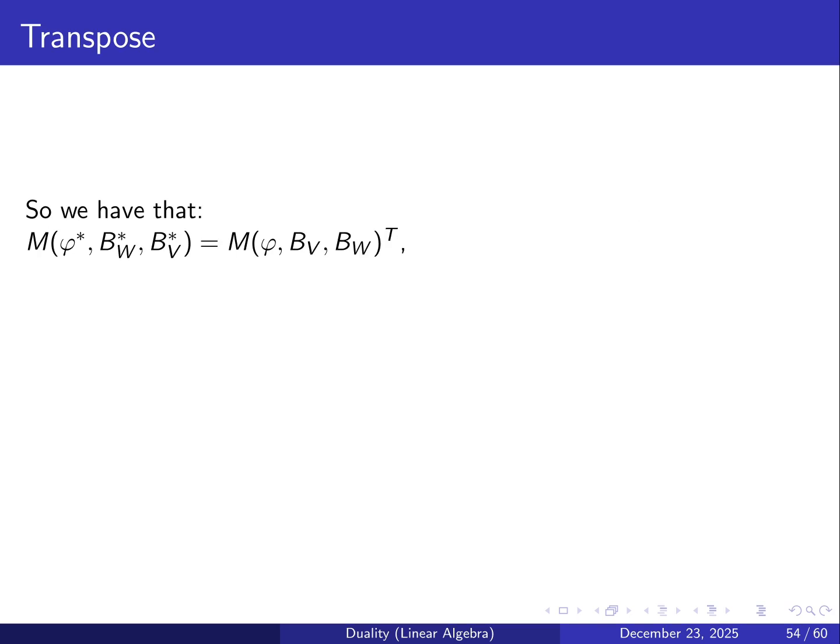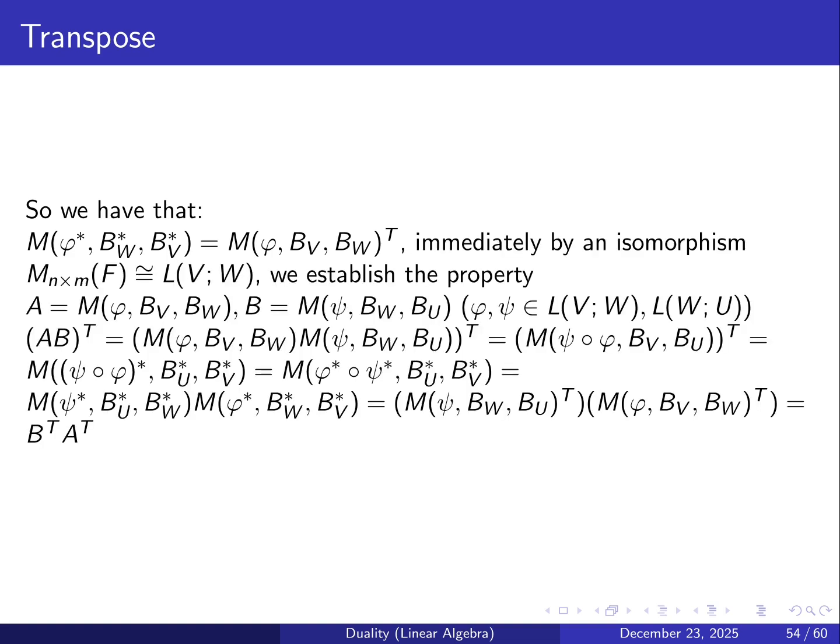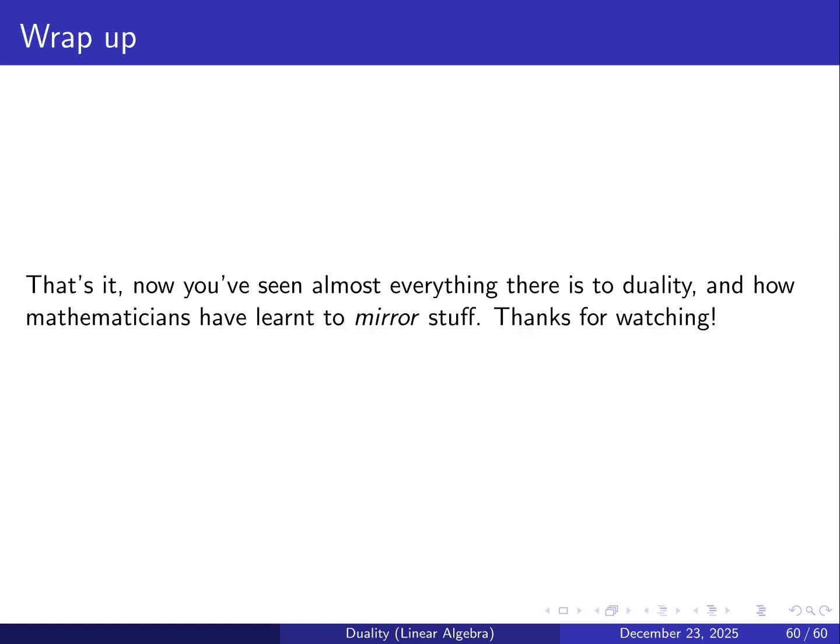So writing it down, you have the matrix representation of phi star in the bases B sub w star and B sub v star is equal to the matrix representation of phi in the bases B sub v and B sub w, transposed. Now, using this fact, we can establish the property that given two matrices A and B, being the representations of some maps phi and psi, we get that (AB) transpose is equal to B transpose times A transpose. That's it.